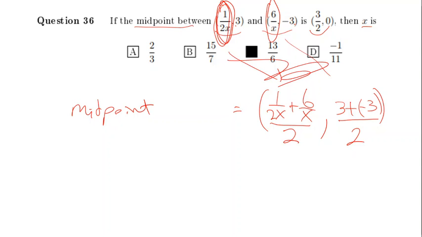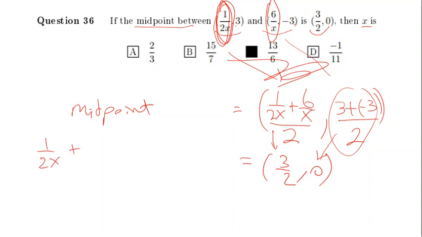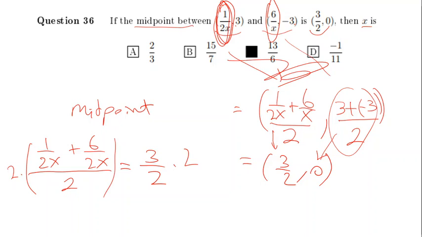Okay, so we are using them. So this has to be equal to 3 over 2, 0. So this is obviously 0, so there is no problem here. And for this part, we have this equation. And to get rid of this 2, you can multiply with 2 both sides. We get 1 over 2x. Sorry, this is x, just x. So 1 over 2x plus 6 over 2x is 1 over 6. Okay, 6 over x is equal to 3.